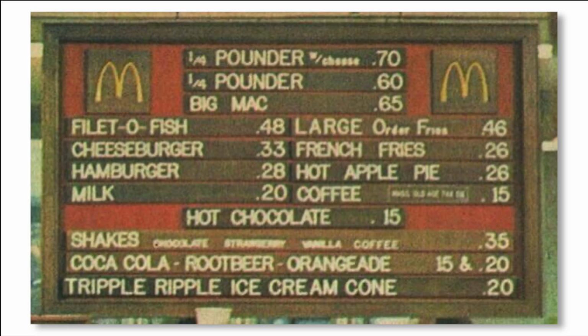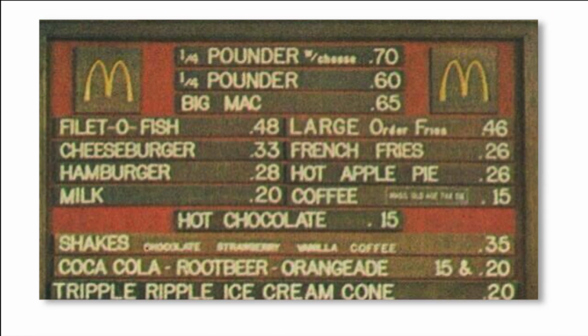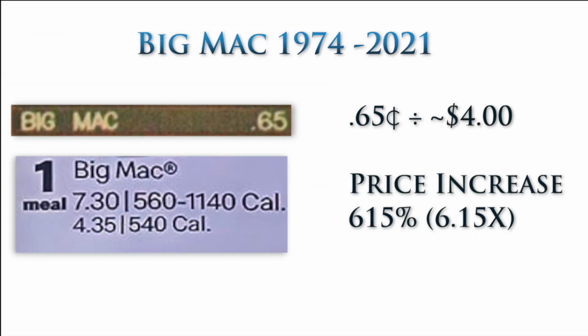In fact, if you take a look at this McDonald's menu from 1974, take a look at some of those prices there. This is just a few years after Richard Nixon basically depegged the dollar from gold completely. Yeah, Big Mac costs 65 cents. Today, a Big Mac costs $4. So that is really the effect of inflation.